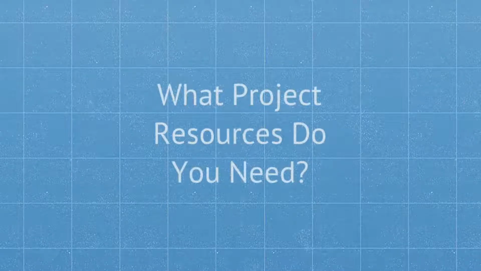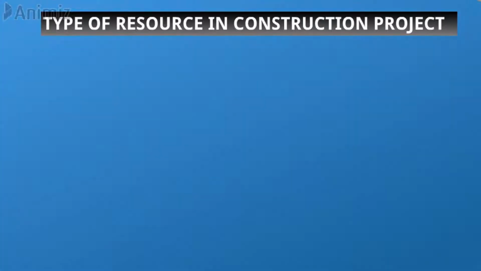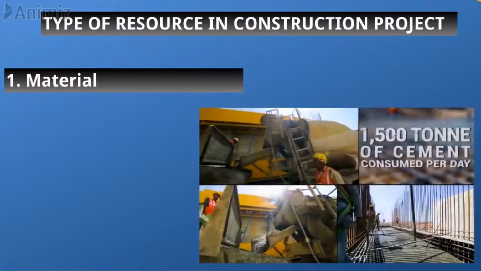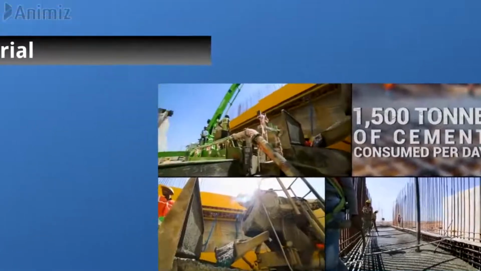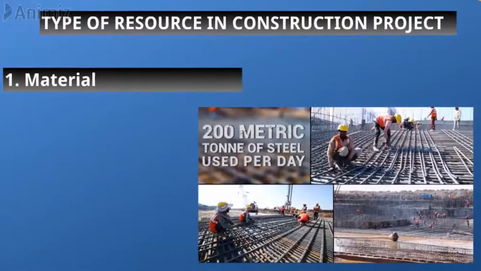Let's look at what resources your project really needs. Resources used in a construction project can be broadly classified into three categories. The first one is the material. Materials are the consumables, which means they get completely utilized during the execution of the project.